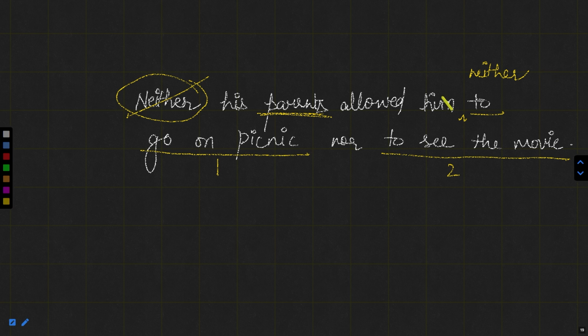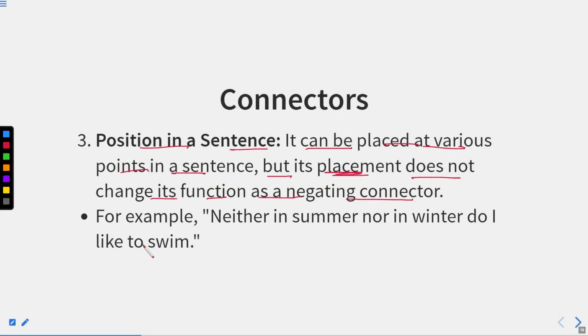So here this position of neither is incorrect because its function is to negate the option. Here neither is not negating the parents. In fact, parents are negating the two choices, and the two choices are to go on picnic and to see the movie. Both of these choices were negated by the parents because they did not want him to go anywhere. So neither his parents is an incorrect concept. The correct concept will be his parents allowed him neither to go on picnic nor to see the movie. So this will be the correct sentence sequence.